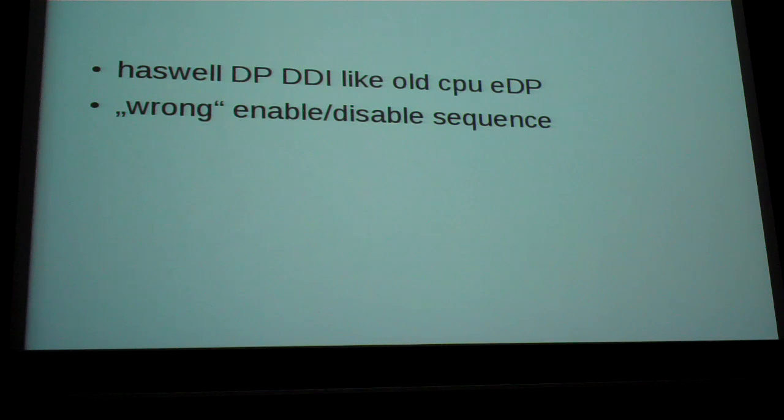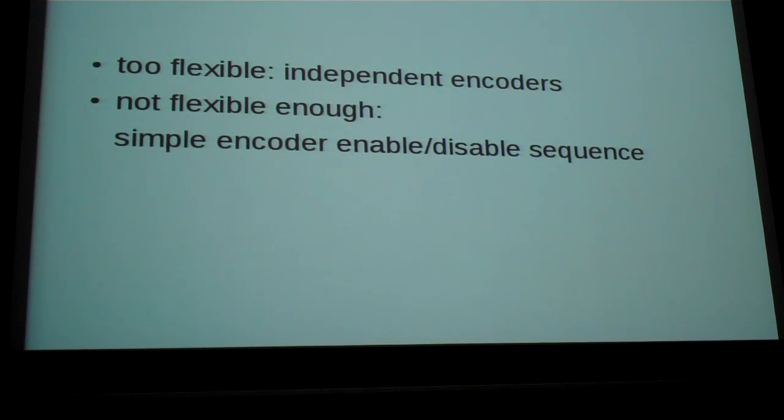So the reason for that problem is that half a year ago we still used the common DRM CRTC helpers to drive the mode set sequence. And in one way they were too flexible, as in you can enable and disable encoders and CRTCs completely independently, which doesn't work on DisplayPort. Especially on the CPU DisplayPort and DDI ports, if you do things the wrong way around, it just falls over.